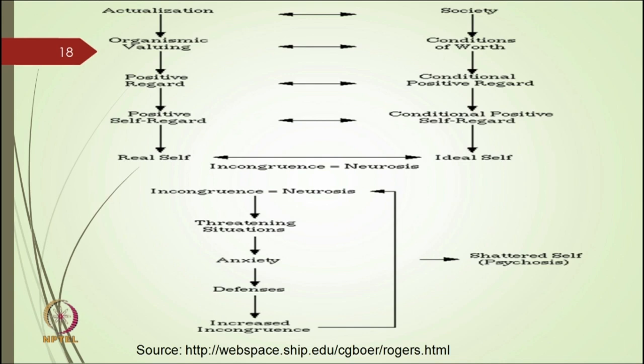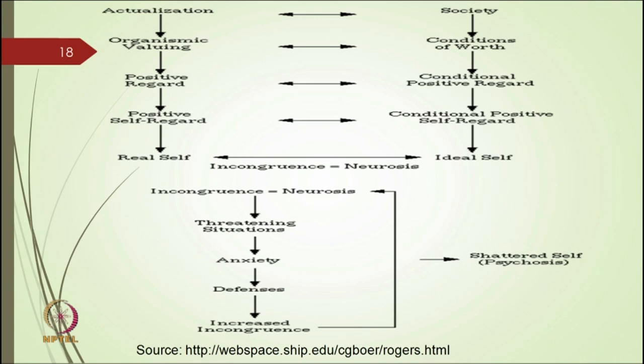Sometimes, for normal behavior, we have a match between real self and ideal self, or we can say congruence between real and ideal self. On the other hand, in some cases we have incongruence, and these two are mismatched, real self versus ideal self. Let's take a simple example here.